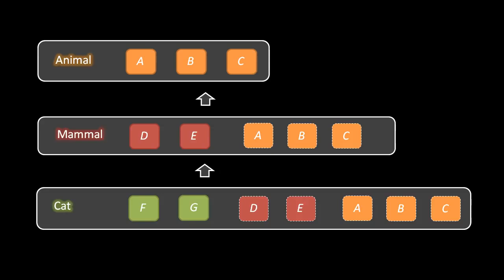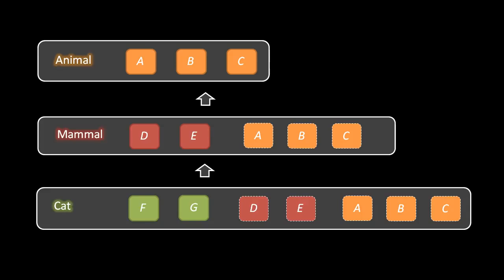So here you can see that the cat class has the member E as defined in mammal, and also has the member B as defined in animal. So even though when we wrote the cat class we only specified that it has members F and G, because we specified that cat inherits from mammal and mammal inherits from animal, then cat has the members A, B, C, and D. This is automatic inheritance.